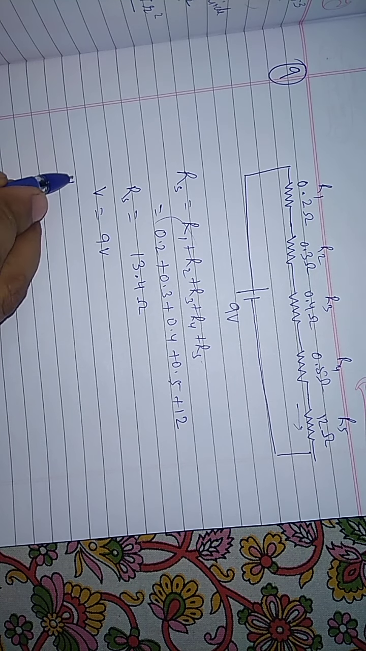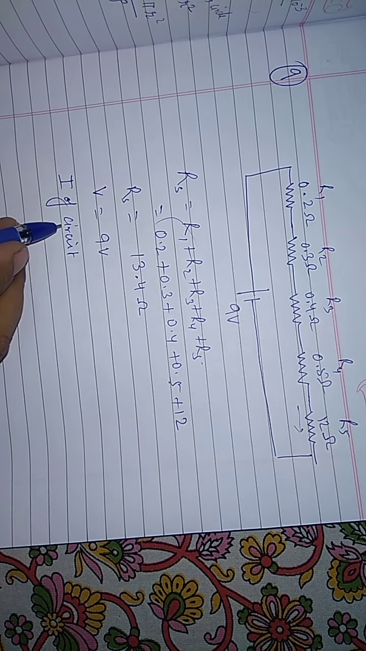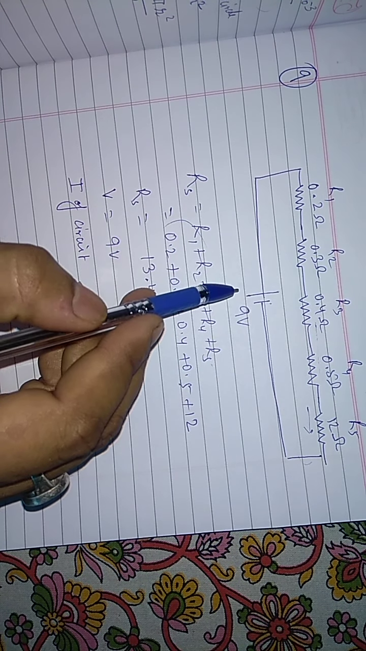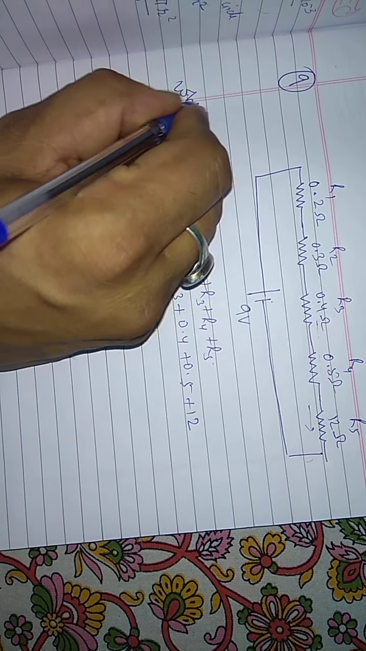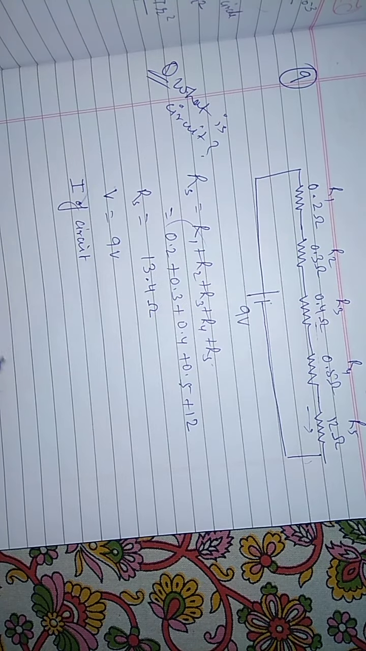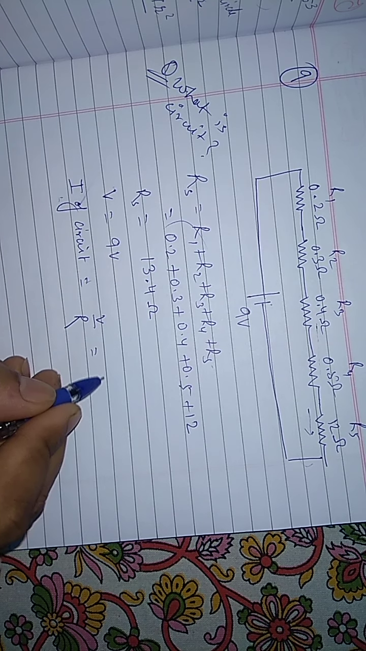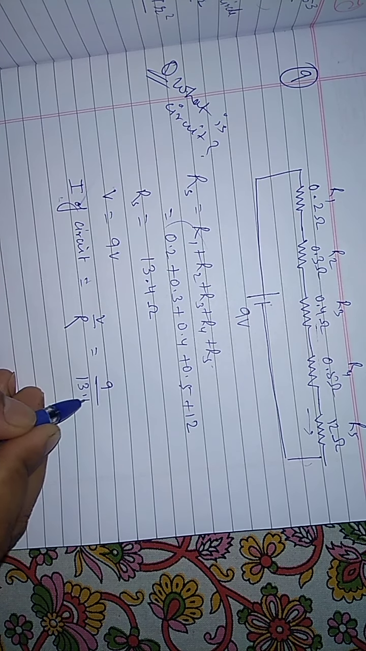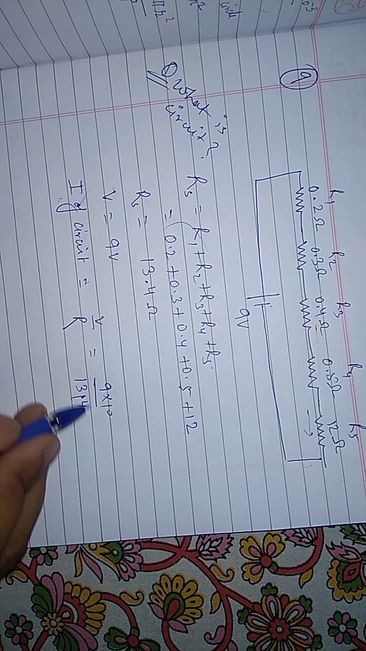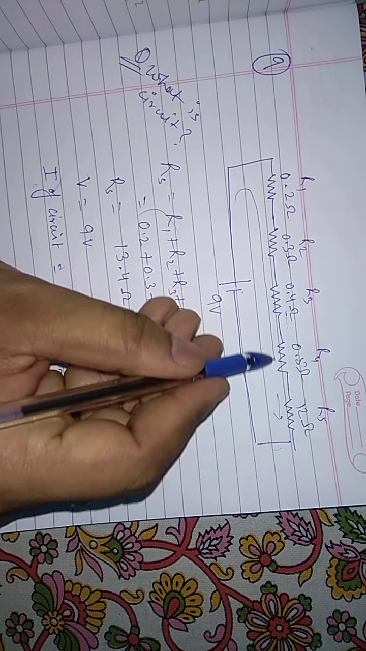So I of circuit. What is a circuit? A circuit is a closed combination of components. This is a very important question. What is a circuit? I of circuit equal to V upon R. V is 9 and R is 13.4 ohm. It is multiplied by 10. We have to calculate. This is the current that will flow in this circuit.